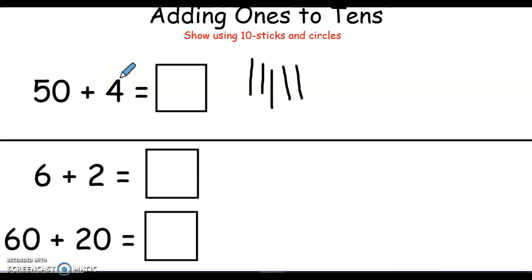Now, 4, is that ones or tens? Yep, this is ones. So we show ones by using the circles. 1, 2, 3, 4. So we count it out, it would be 10, 20, 30, 40, 50, 51, 52, 53, 54. Okay, so our answer here would be 54. Let's practice a few more.